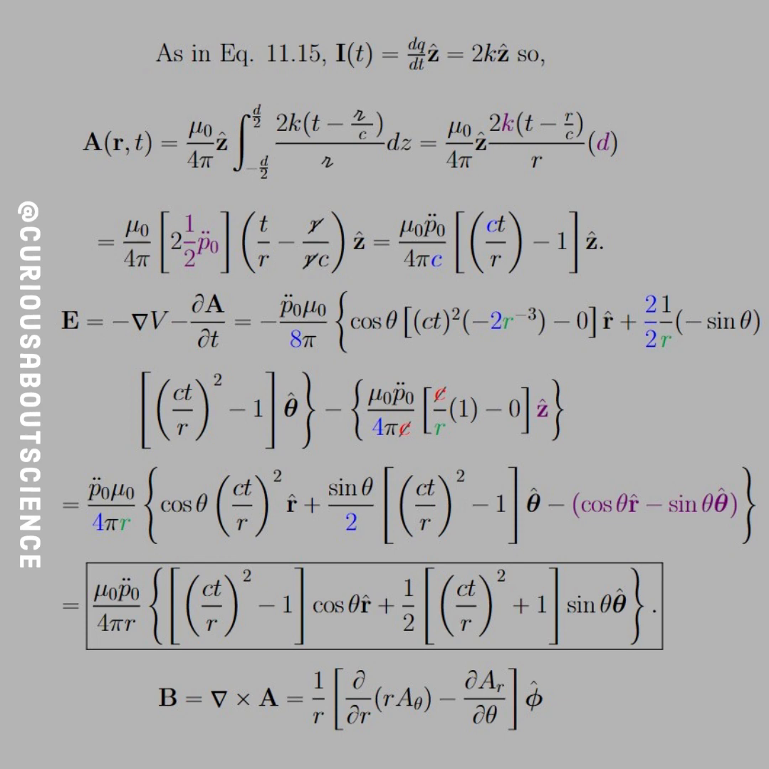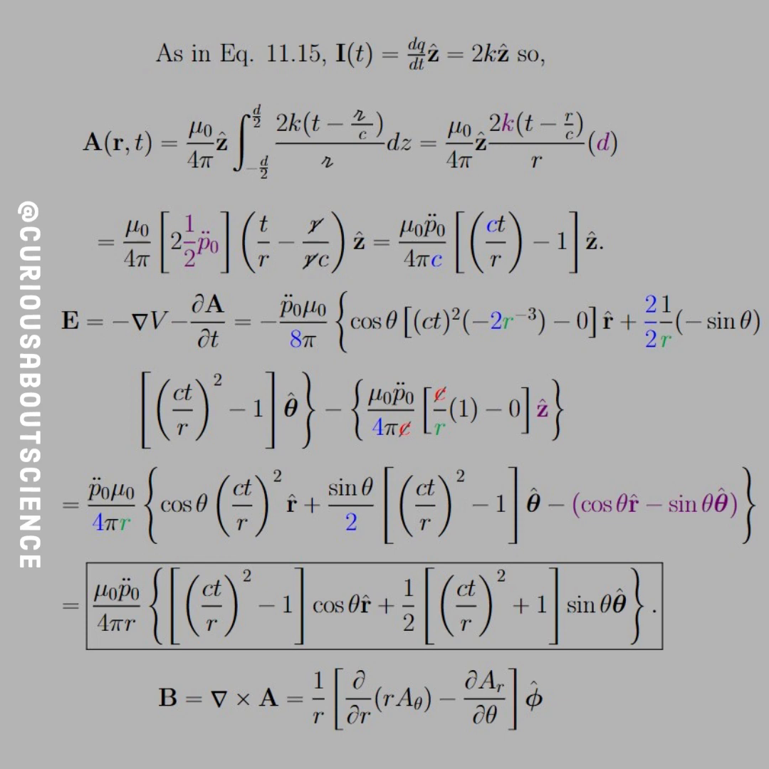the vector potential. And as with equation 15, if we let I of t equal dq dt, well, we know what q is, so we can let that be 2k z hat, right? Or that should be 2kt actually, because if we take the time derivative of k t squared, then we get 2kt. So that should be a 2kt in that first line. And what that allows us to do is integrate the vector potential of this current. So that's why we have 2k evaluated at the retarded time.